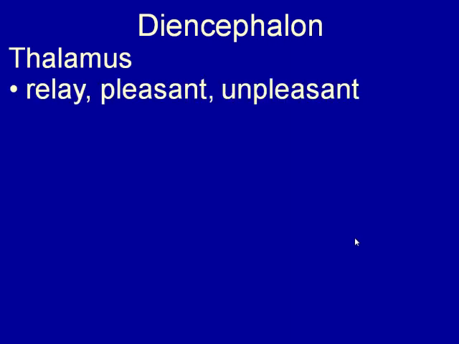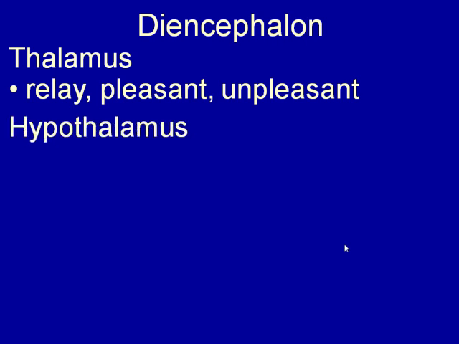The next part of the brain we want to talk about is the diencephalon. And there are three parts to the diencephalon. The thalamus is the center part. Pretty much everything coming into the brain goes through the thalamus. And in the thalamus we associate general feelings. Is it pleasant? Is it unpleasant?